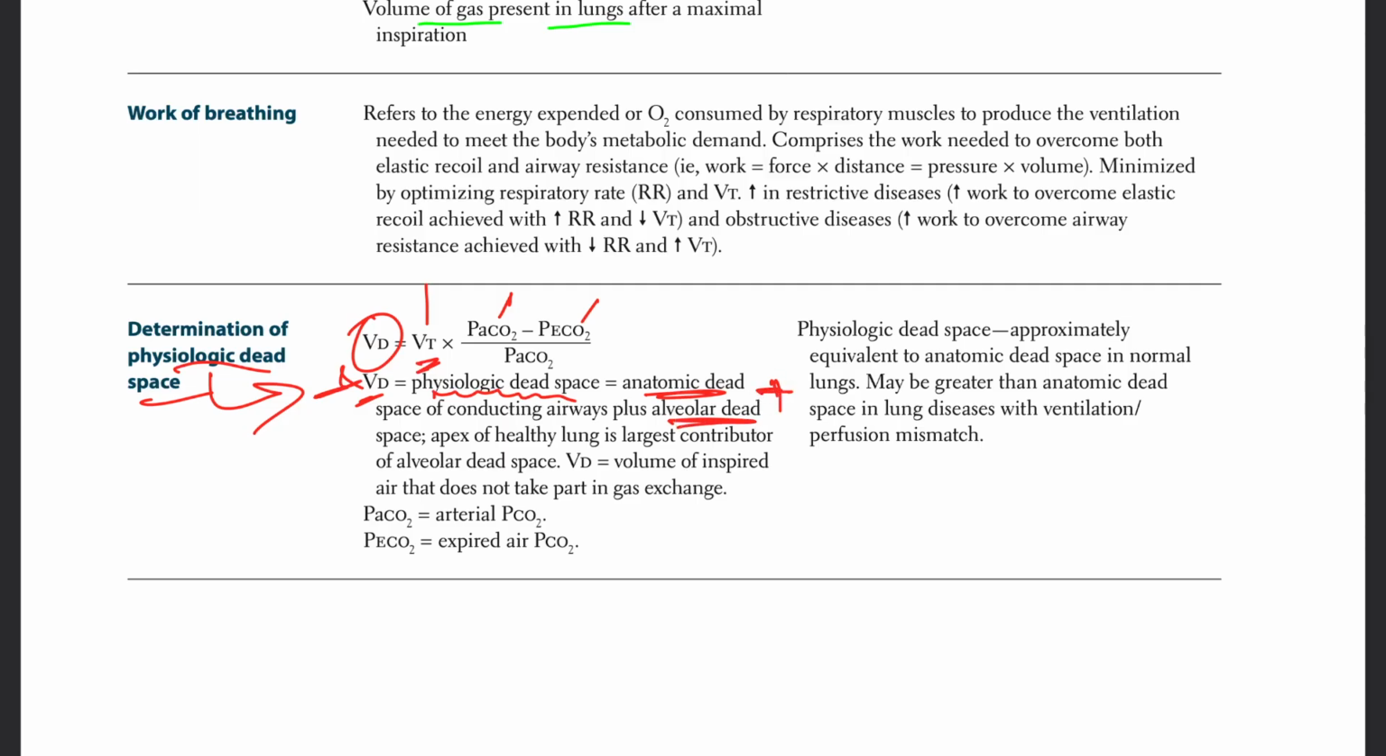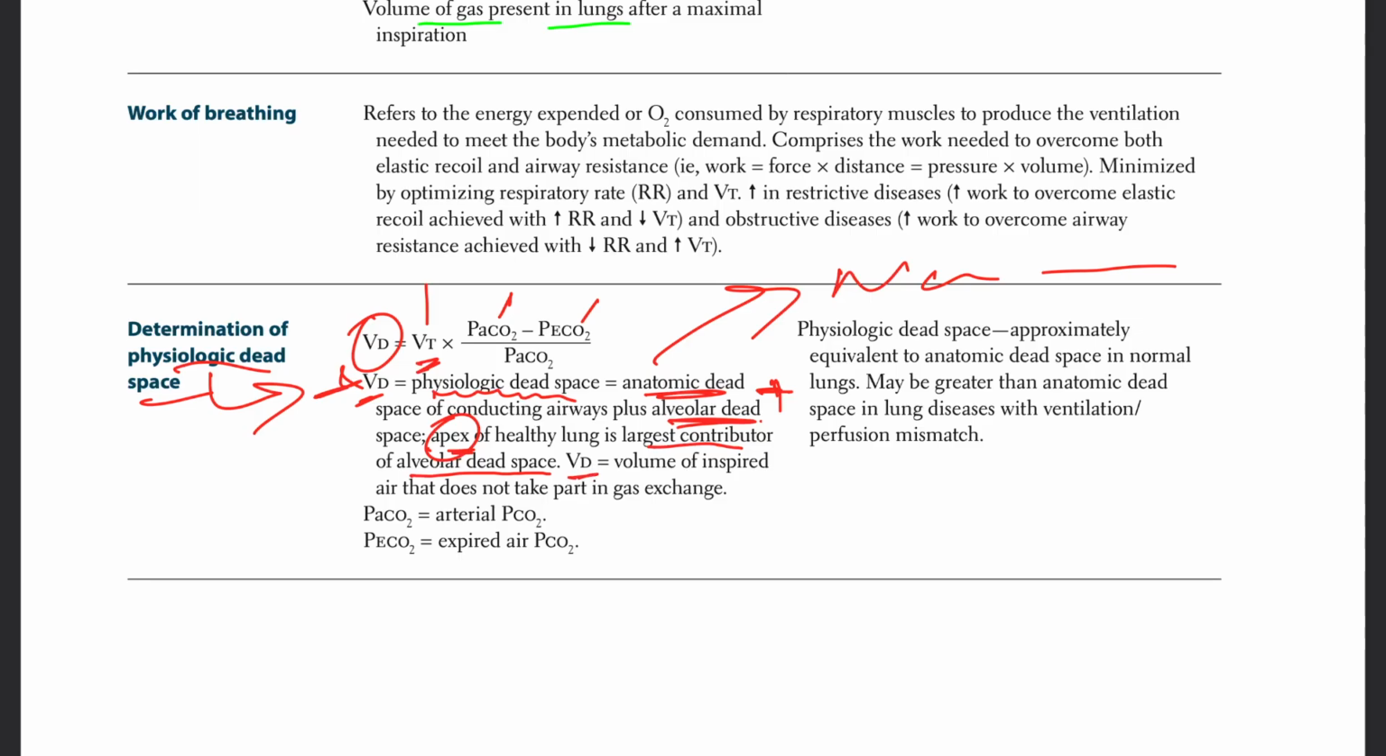So again, what is physiological dead space, anatomical dead space, and alveolar dead space? Anatomical dead space, we recall from anatomy: the nose, the pharynx, the larynx, all of which the air goes through, but there is no gas exchange. And what is alveolar dead space? The apex of the healthy lung is the largest contributor to alveolar dead space. Why? Because in the apex you're getting lots of air, meaning oxygen, but you're not getting the blood. So you're getting the oxygen, but there is no gas exchange. Guess what? It's alveolar dead space.